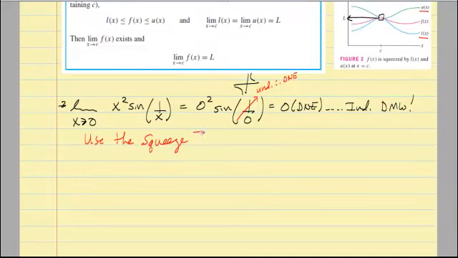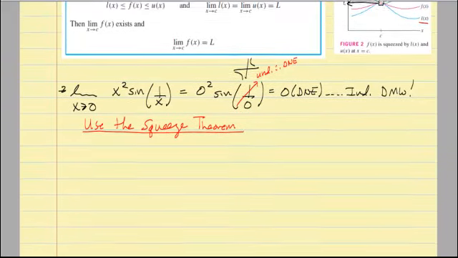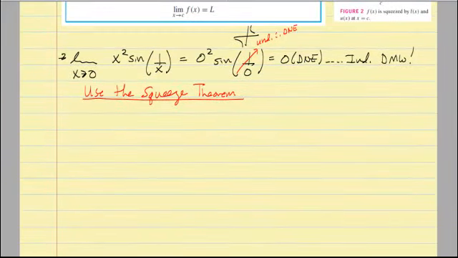Now again, with the Squeeze Theorem, the tough part is to come up with the upper and lower functions that squeeze the x squared sine 1 over x for this particular case. The best way to usually do that is to kind of build it. So let's go ahead and start with the sine of 1 over x.